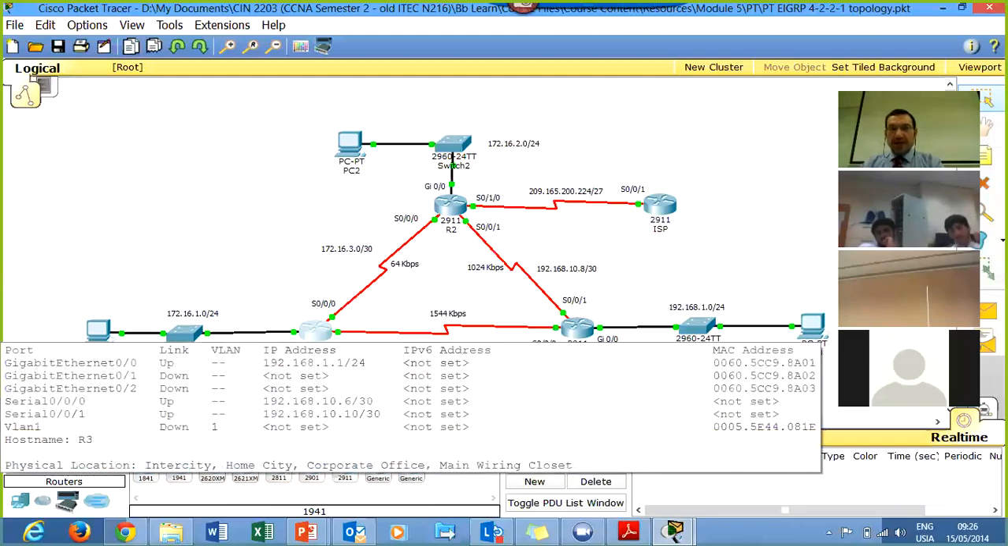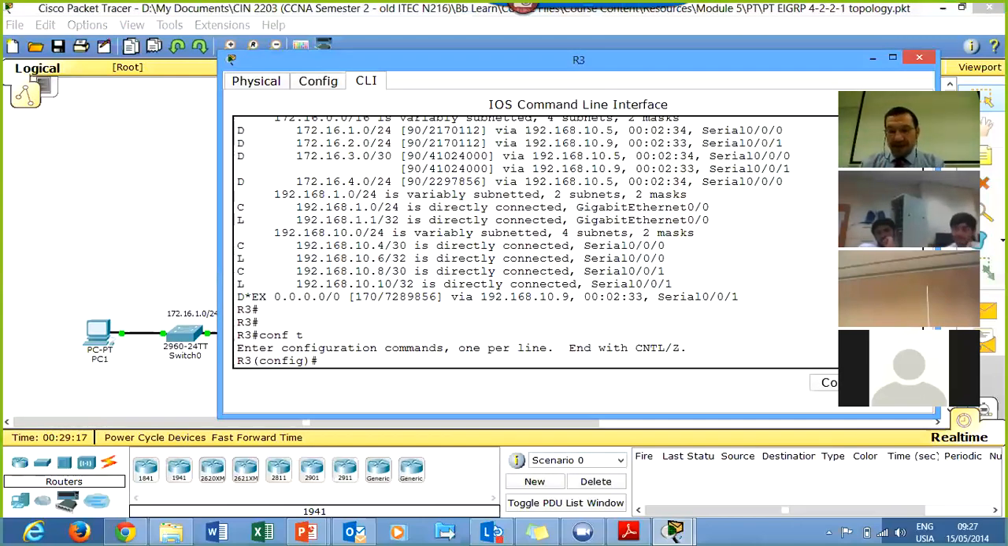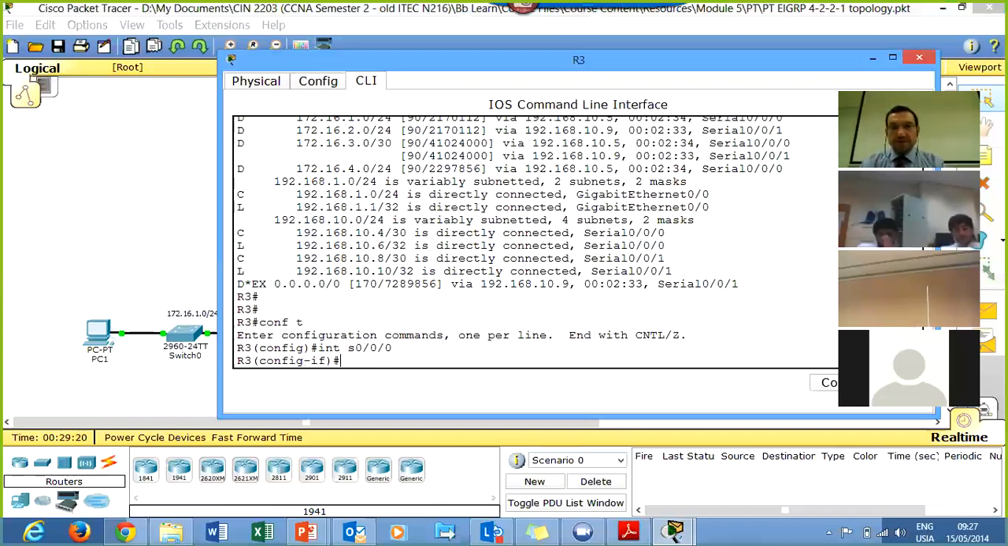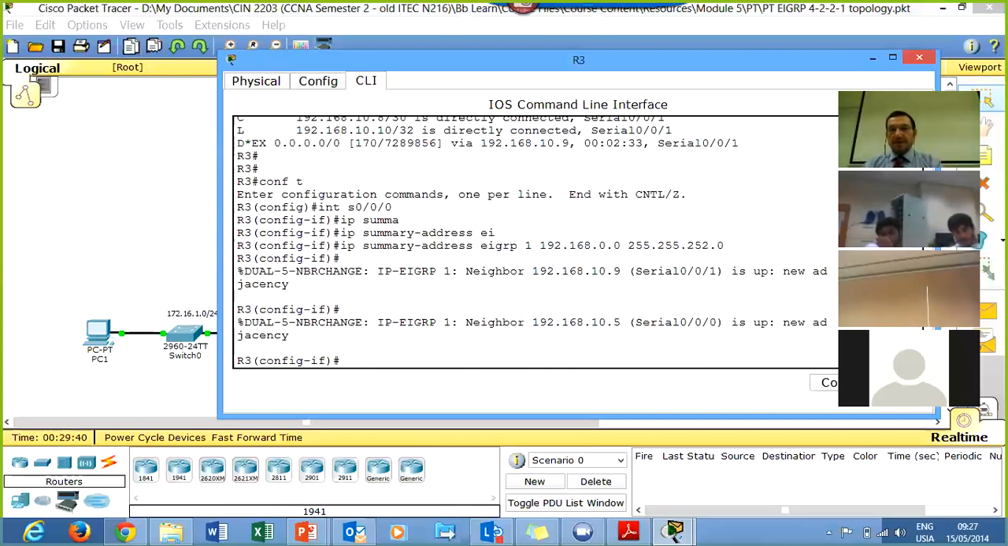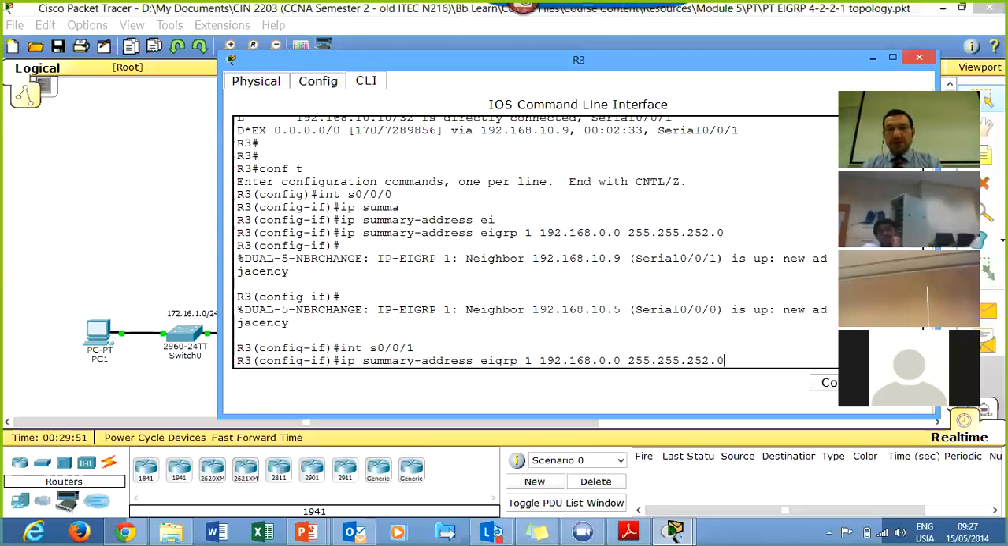So where do I create the summary address? Inside the interface. So interface 0/0, and it says ip summary-address eigrp 1. I have to tell it which autonomous system. And it's 192.168.0.0 255.255.252.0. Okay, now I'm sending this to R1. Now I need to also tell R2 this. So I go to interface 0/1, and the same summary address, I will send out of this interface towards R2.